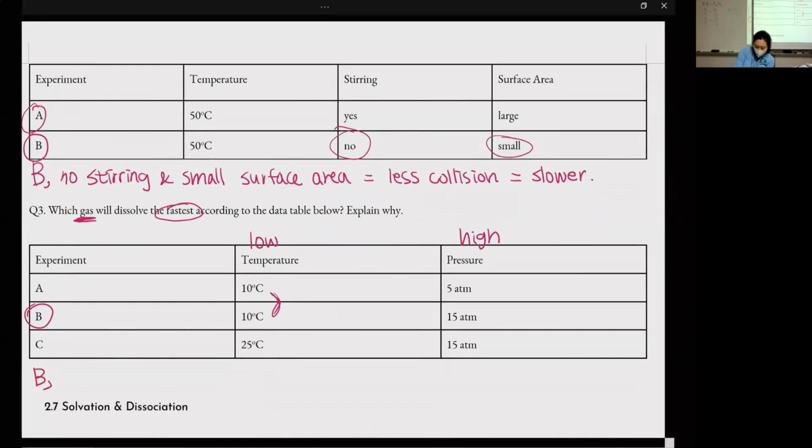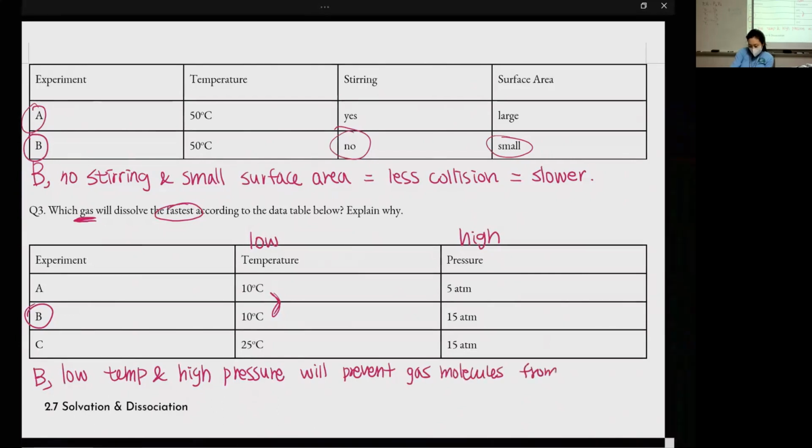Low temperature and high pressure will prevent gas particles or molecules from escaping the solution.